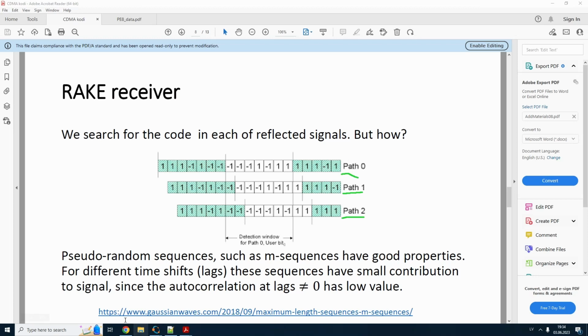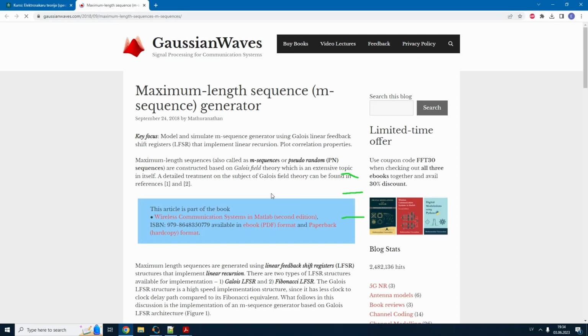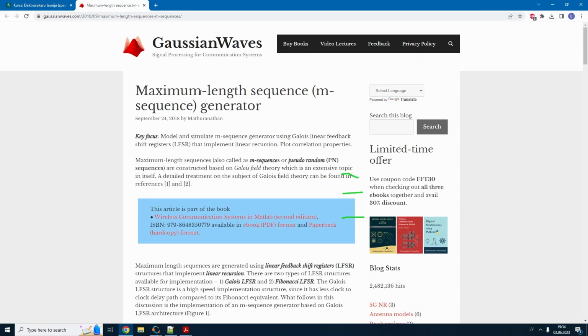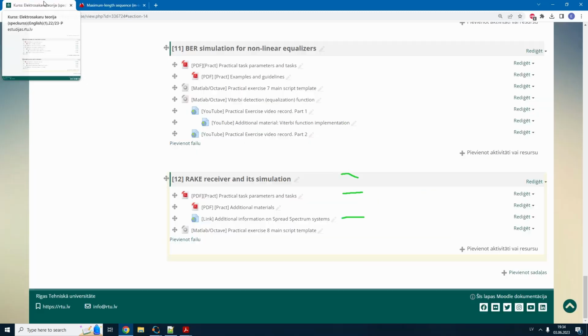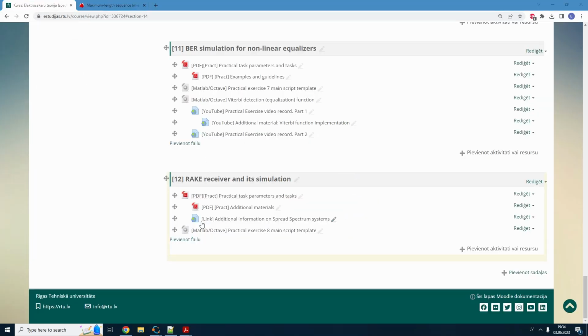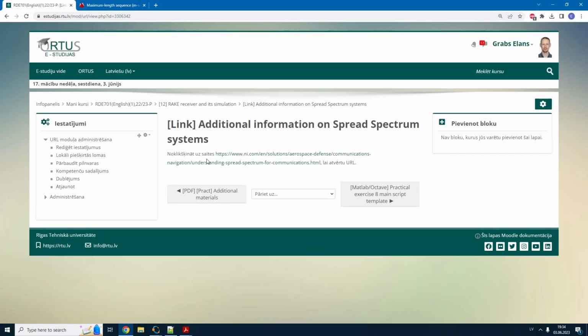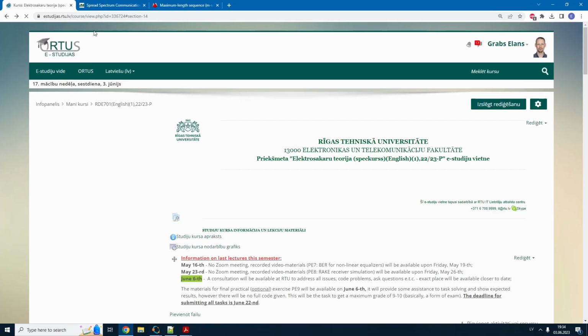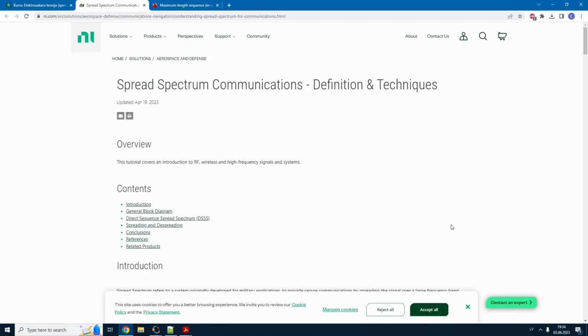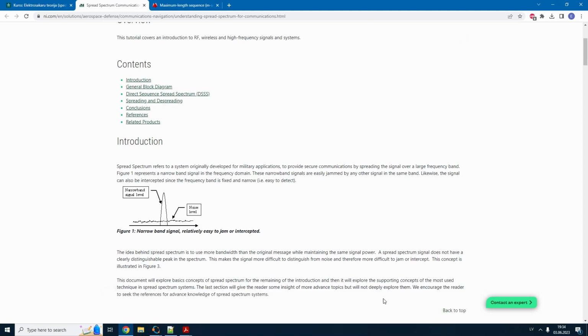But before that, let us actually follow this link. It has a little bit more additional information on maximum length sequences, and I have also added additional link information on spread spectrum systems that you may find useful if you didn't have much of this in your previous courses, but I do think that at least somehow it should have been mentioned somewhere. Still, in the interest of this practical exercise, I'm going to briefly give you the idea of the concept.